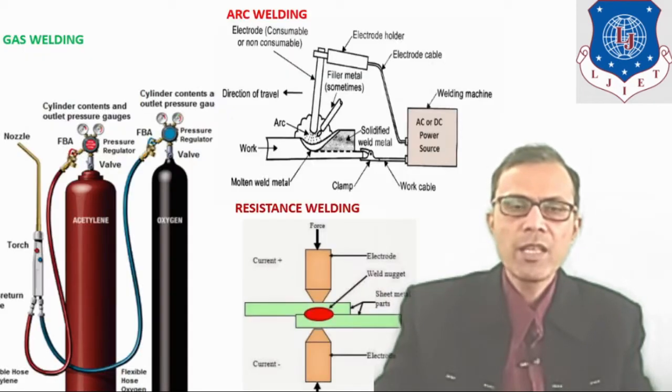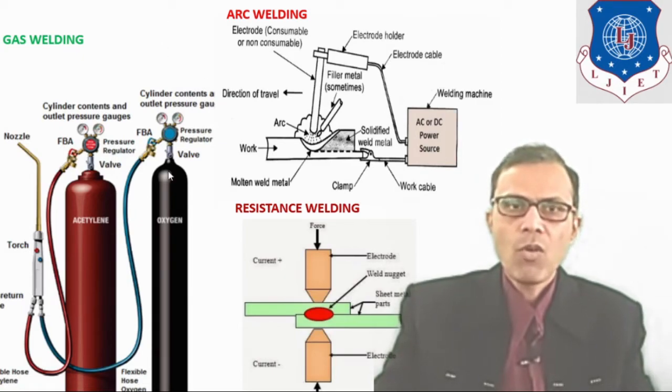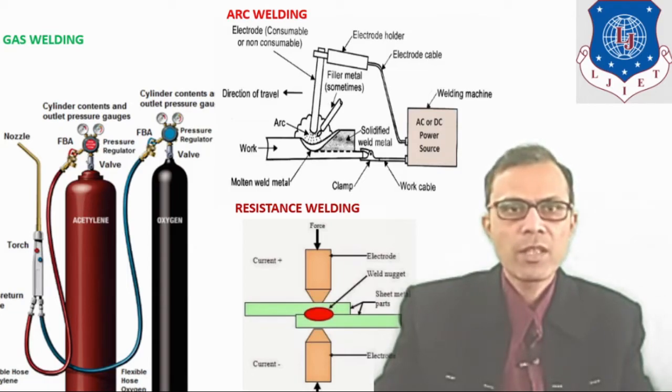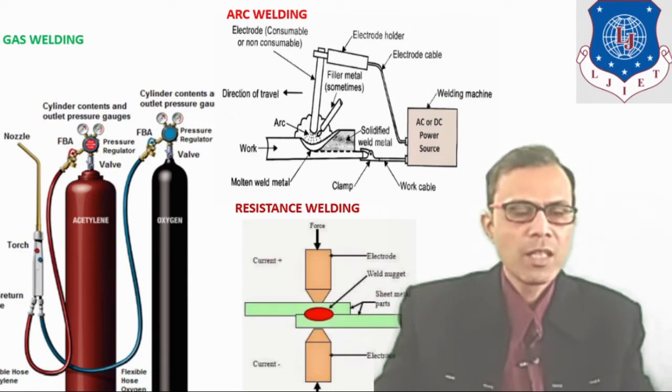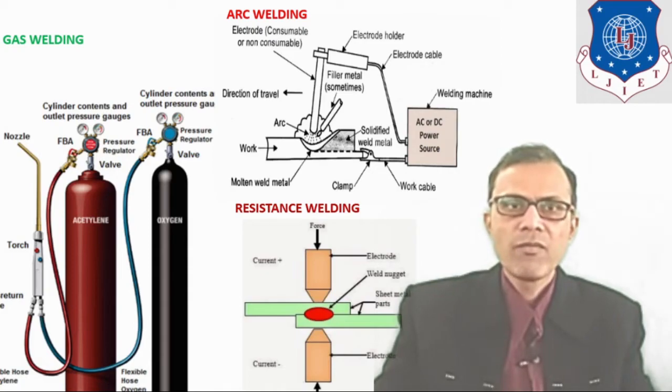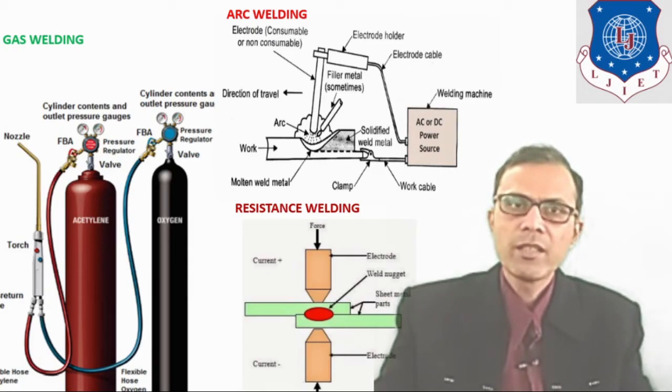Different types of welding that we are going to study are gas welding. In case of gas welding, oxygen and acetylene are the commonly used gases. Oxygen cylinder is generally black in color and acetylene cylinder is red in color. By that color difference, we can easily identify the gas which is filled in the cylinder.